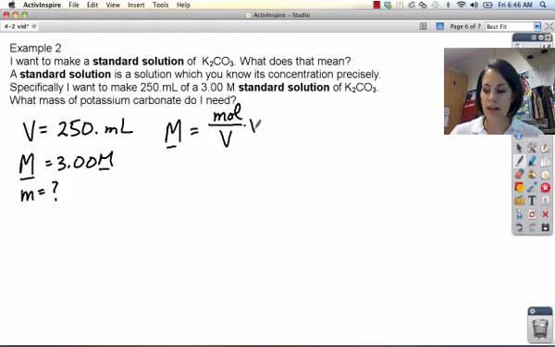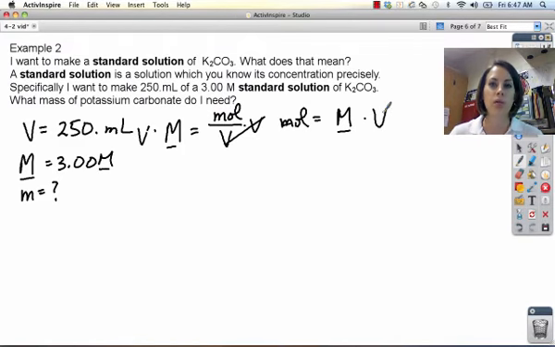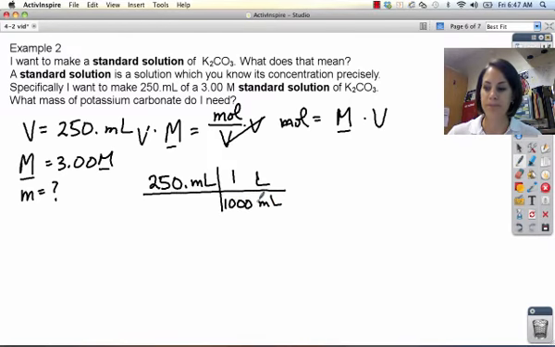So let's solve for moles, and that gives us molarity times volume. So moles equals molarity times volume. This is an important relationship to recognize, and this is one that we see quite a bit and work with quite a bit in here. So remember that V is also in liters of solution, so we need to convert our volume from milliliters to liters. So 250 milliliters. There are 1,000 milliliters in 1 liter, so I'm going to divide. And that gives me 0.250 liters.